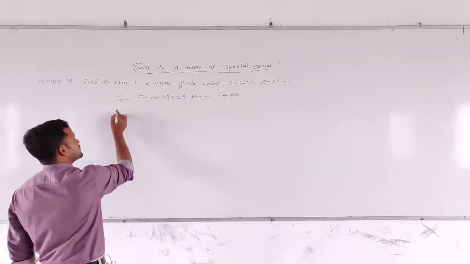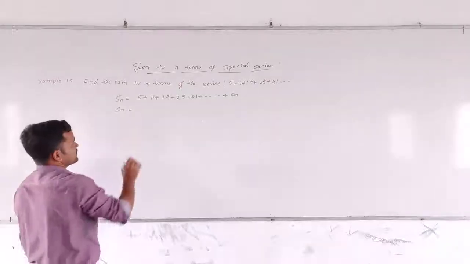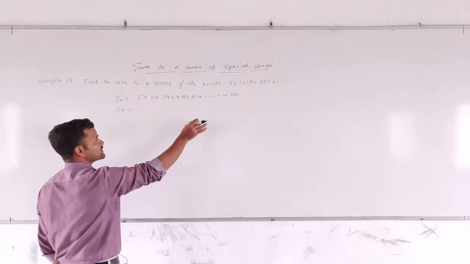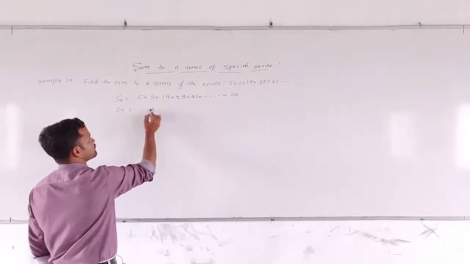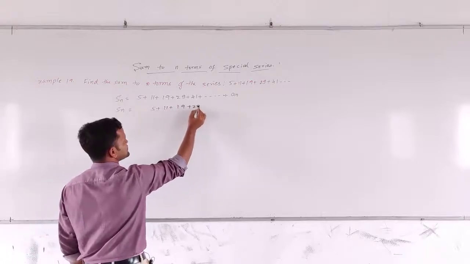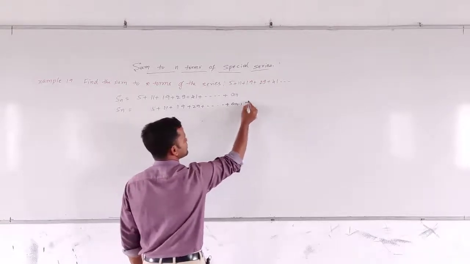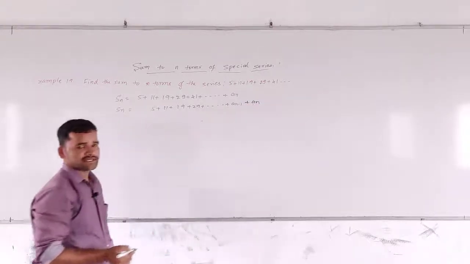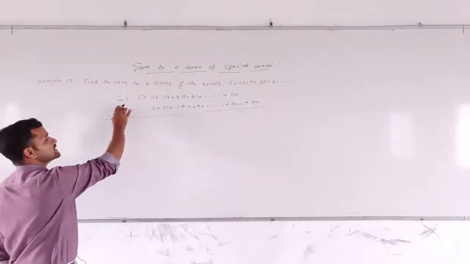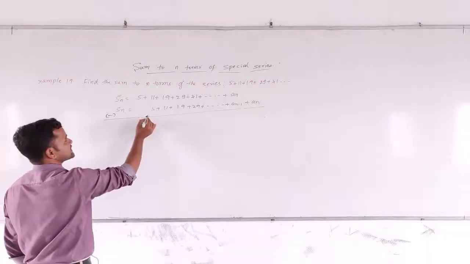Now in the method of differences, what we do is write the same series once again, just by shifting it one place to the right. 5 plus 11 plus 19 plus 29, and so on up to the an minus 1th term, plus the anth term. I am telling you, this is the method of differences. So subtract the second series from the first. Subtraction, change the sign.